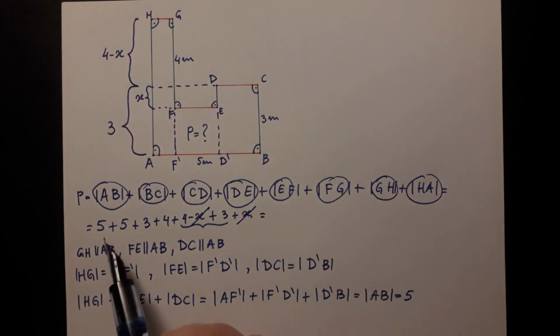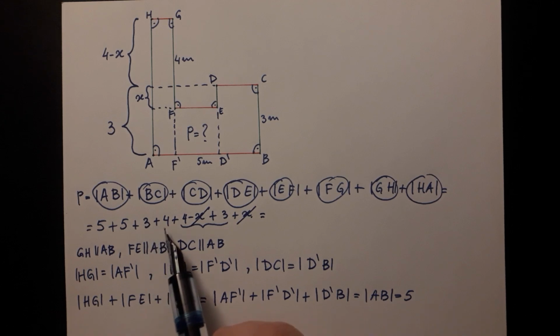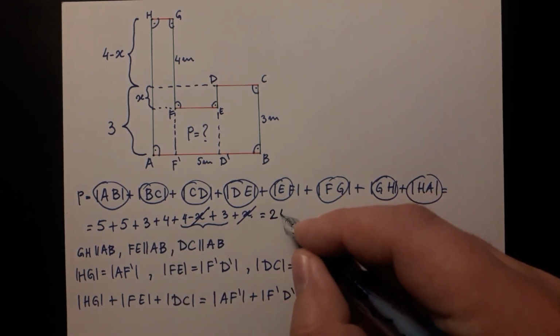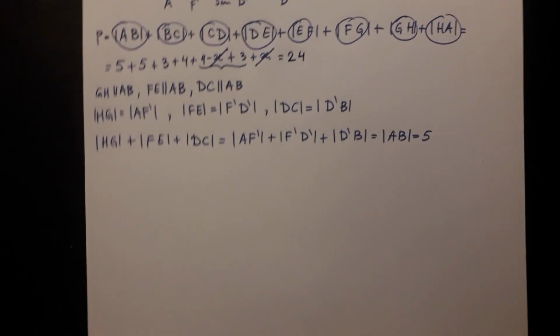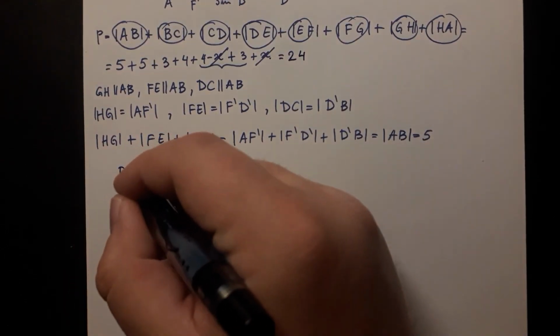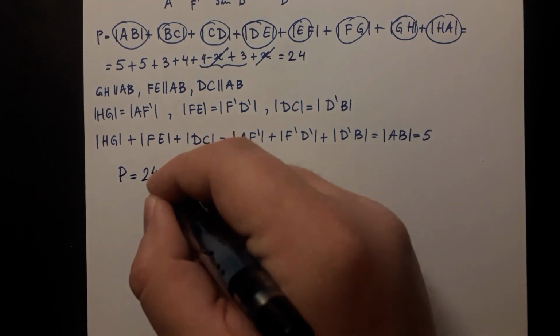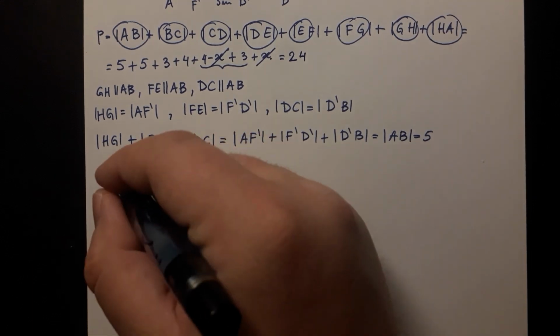So we have 5 plus 5 plus 3 plus 4 plus 3, and that is going to give us 24. So the solution is perimeter is equal to 24 meters.